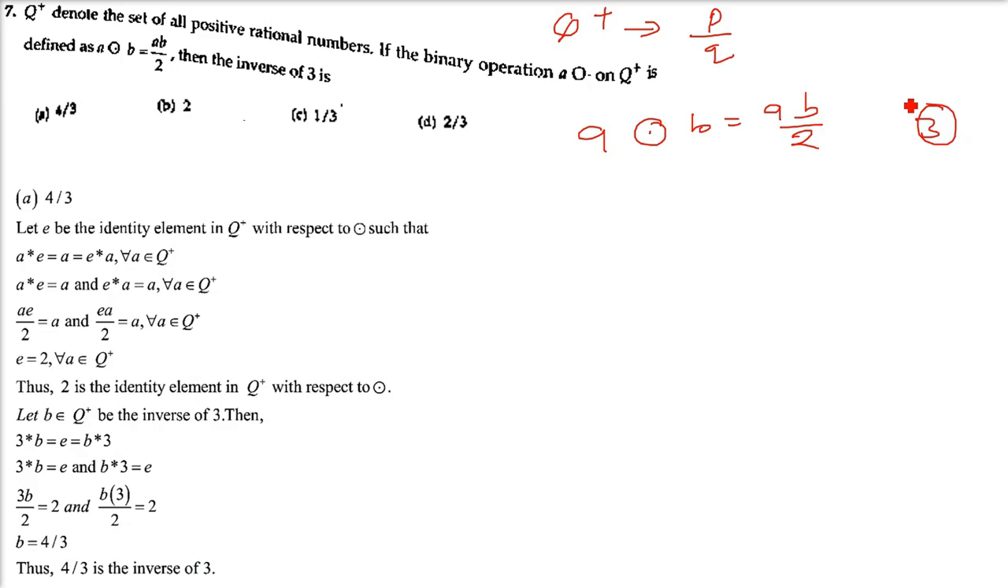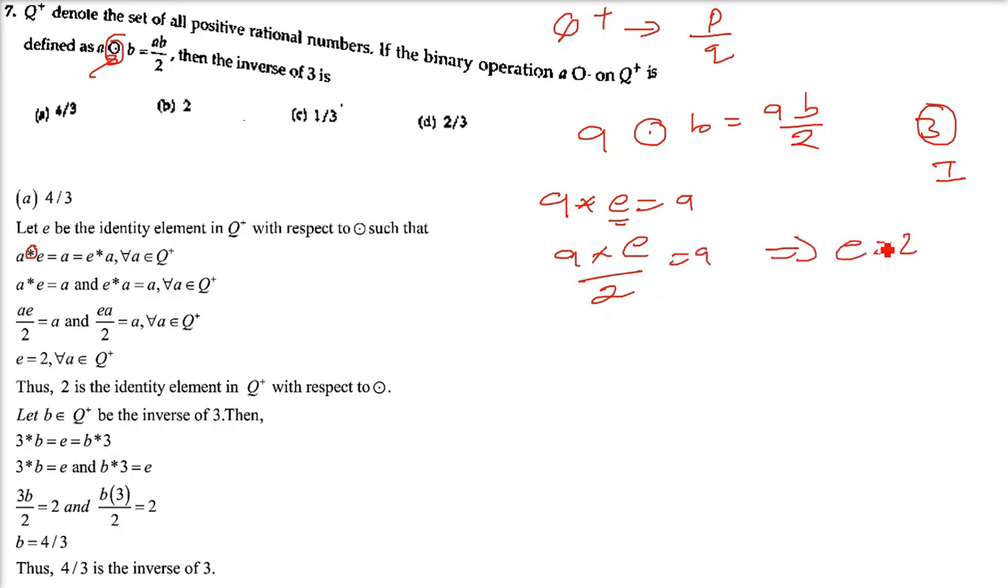In order to find the inverse, first we have to find the identity element. What is the identity element? When you operate any value A with the identity element, A should come back. I'm just using star for it, okay? It is the same operation symbol. So A star E is equal to A. What is A star E? It is AB by 2, so A into E by 2. What do you get? The identity element E is 2.